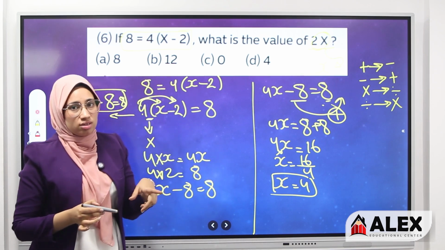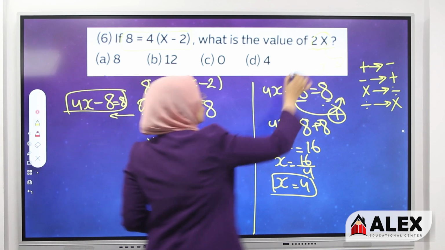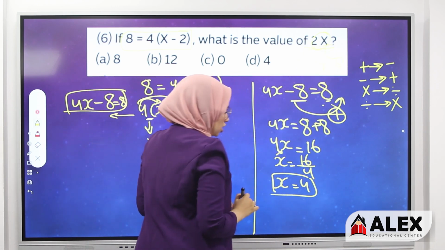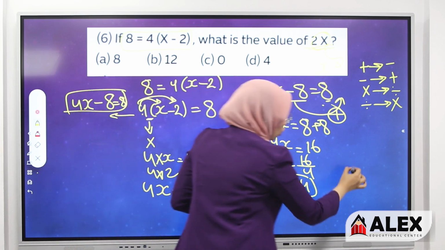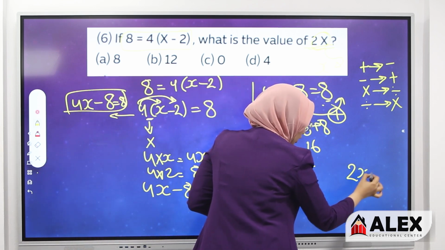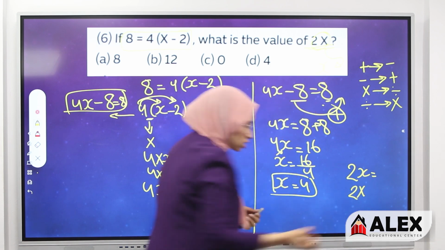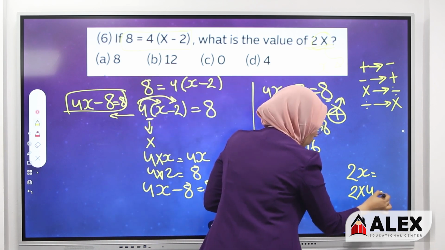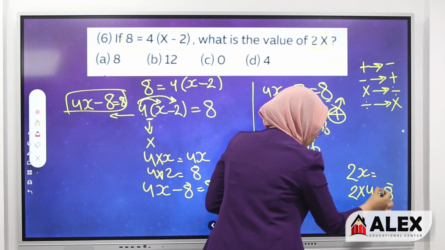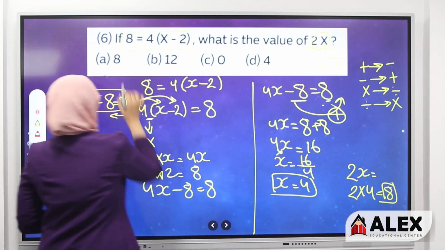Don't forget, he doesn't need the value of x. He needs the value of 2x. The value of just 1x equals 4. Then the value of 2x equals what? 2 times, we take x from here and put 4. Equals what? 8. Then the value of 2x equals 8.